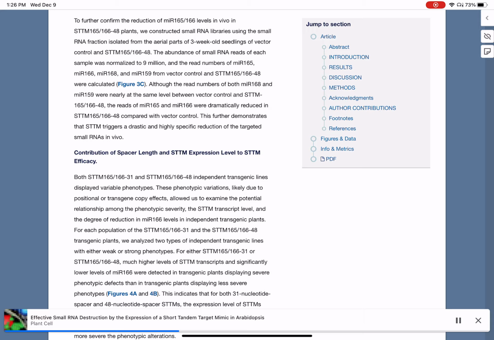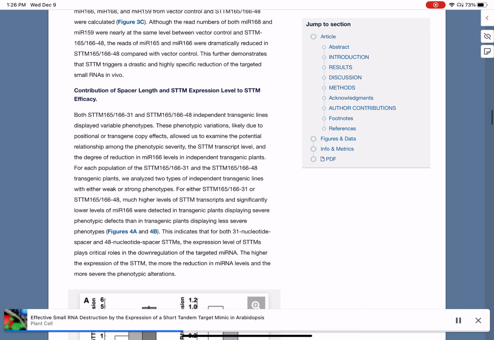Mir-168 and Mir-159 from vector control and STTM 165-166-48 were calculated, Figure 3c. Although the read numbers of both Mir-168 and Mir-159 were nearly at the same level between vector control and STTM 165-166-48, the reads of Mir-165 and Mir-166 were dramatically reduced in STTM 165-166-48 compared with vector control. This further demonstrates that STTM triggers a drastic and highly specific reduction of the targeted small RNAs in vivo.